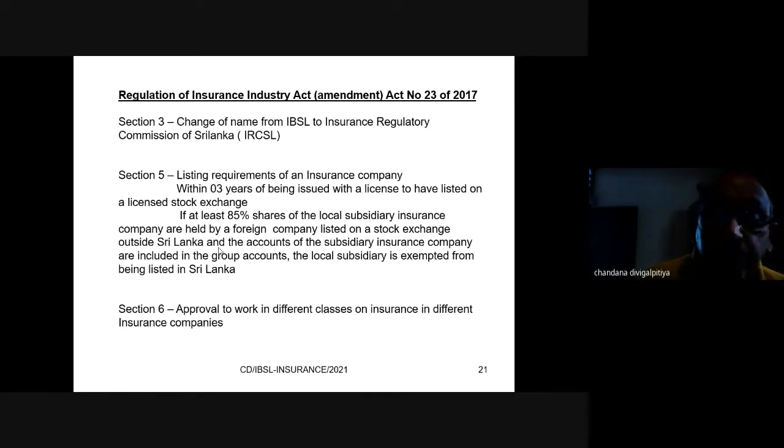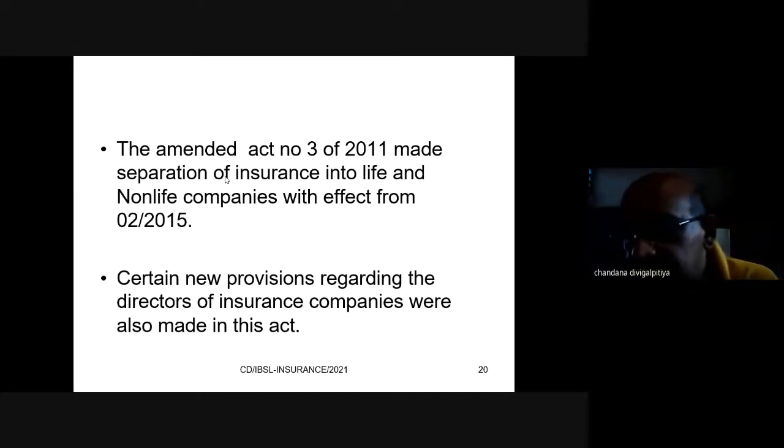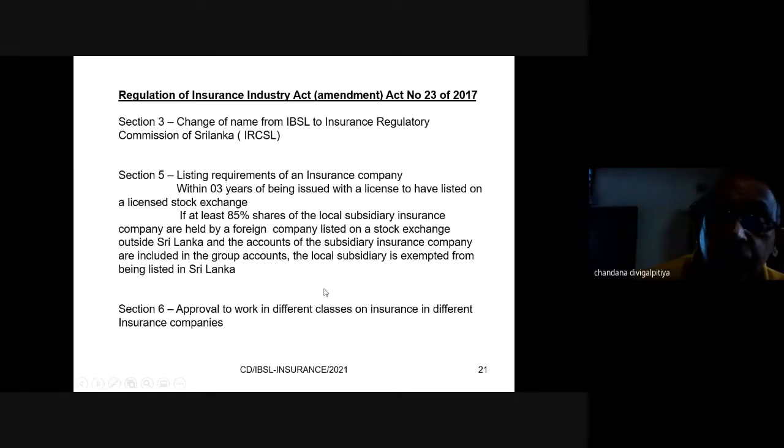Section 6 is actually approval to work in different classes of insurance in different insurance companies. Now, with this, there's another change that came in. An agent can work in two companies, a life company and a general company, on different insurance companies. Because earlier, all were in one company. With the segregation, life company came separate, general company came separate. Now what happens? If you are an agent working in both companies, your income is lost. So with this, you can work in two different companies, life company separate and general company separate. That allows you to earn some money. That's why we say different class of insurance in different insurance companies. They allow you to work there.